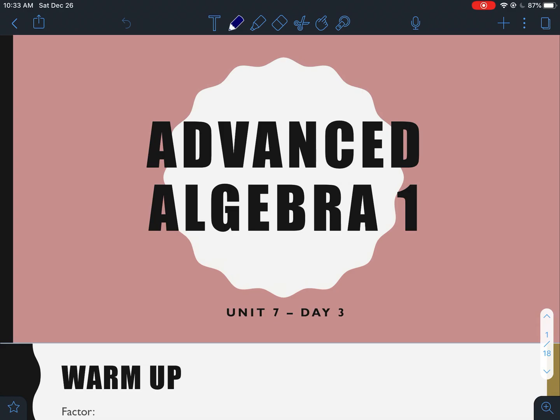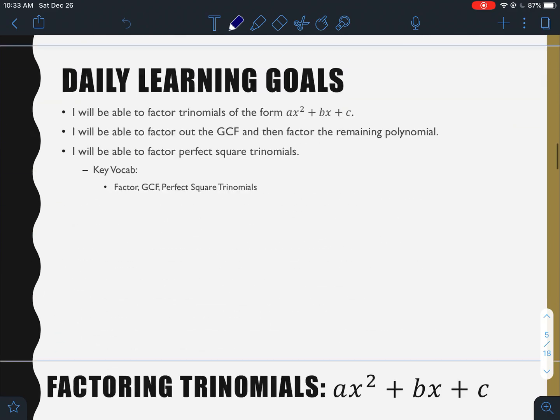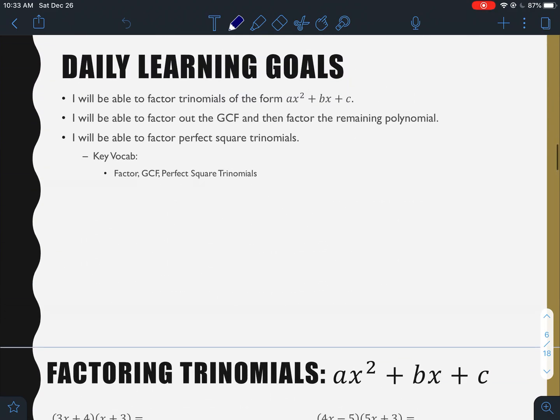These are your notes for Unit 7, Day 3 of Algebra 1. If you would like to see the warm-up, the review question, or any homework questions we covered in class today, just look at the finished notes.